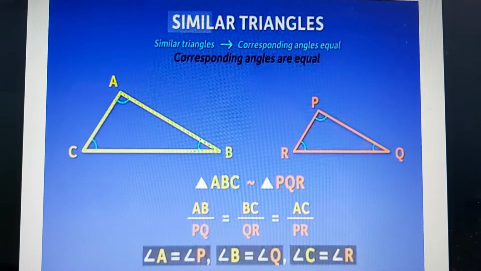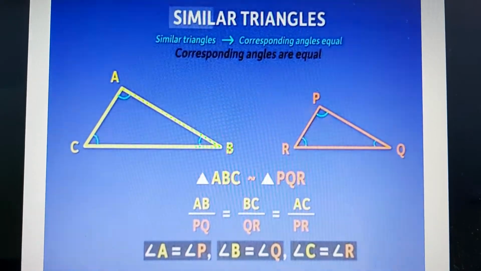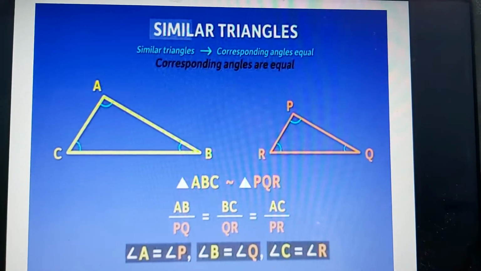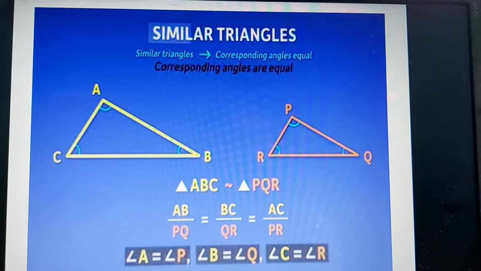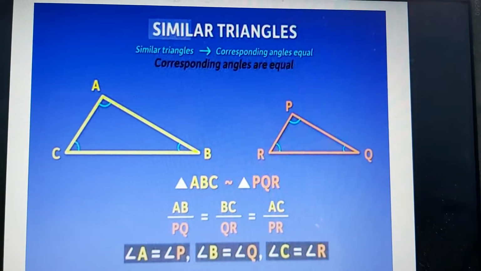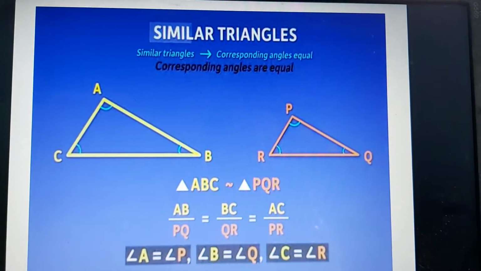So again, if for any two triangles we prove that their corresponding angles are equal, they are similar triangles. This is called the triple A test of similarity for proving two triangles similar. Similarly, if the ratios of their corresponding sides are equal, then the triangles are similar.